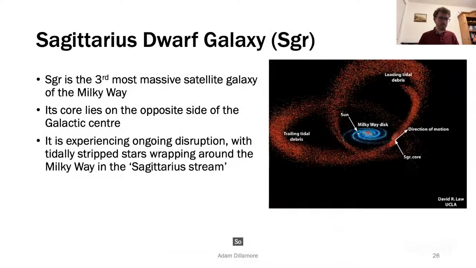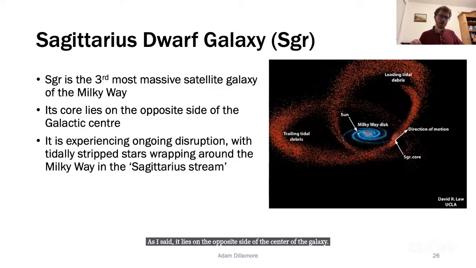This is the third most massive satellite galaxy of the Milky Way, after the Large and Small Magellanic Clouds. As I said, it lies on the opposite side of the center of the galaxy. But it's not just a nice bound galaxy anymore. It's undergoing ongoing disruption. The stars have been stripped by tidal forces from the galaxy, and they extend around in multiple wraps around the galaxy in what's called the Sagittarius stream. This is one of many examples of stellar streams in the Milky Way. This is what happens when tidal effects pull the stars out of a bound object, and then they get spread along the orbit.